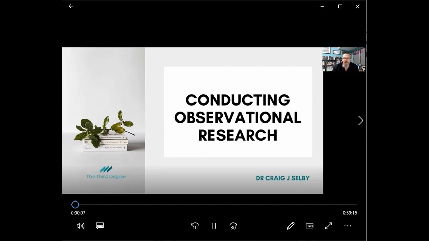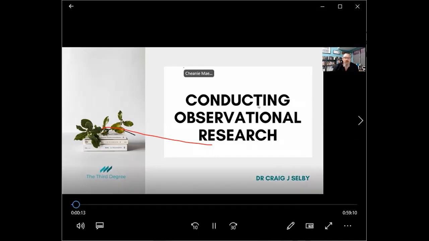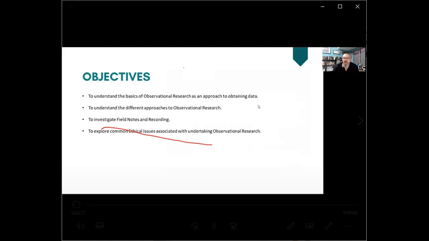Tonight's going to be more than an introduction to the concept of observational research, but also how to go about it and how to do some planning for it.